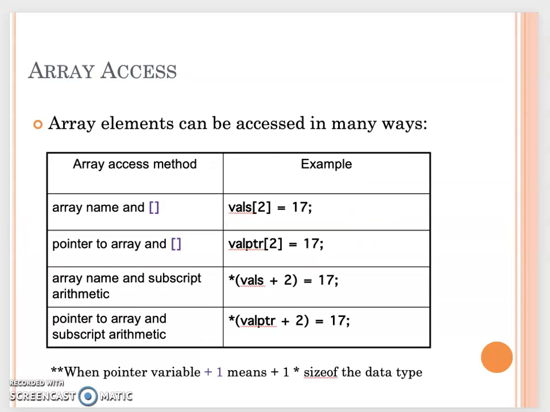So that's why when we work with pointer arithmetic and do plus 2, plus 3, plus 4, they already consider the number you are trying to add. They already multiply by the size of the data type. So that's pointer arithmetic.